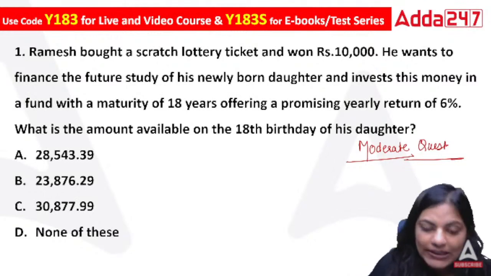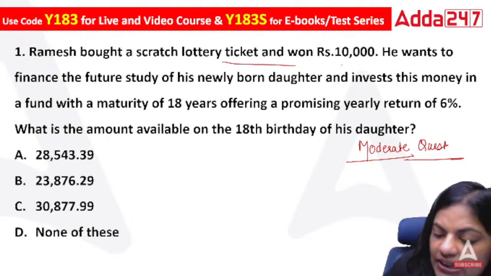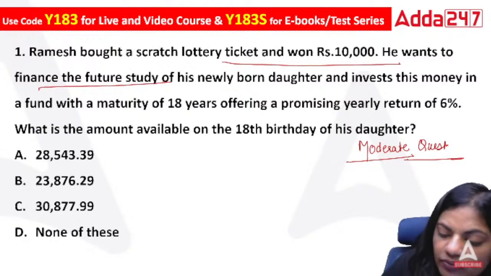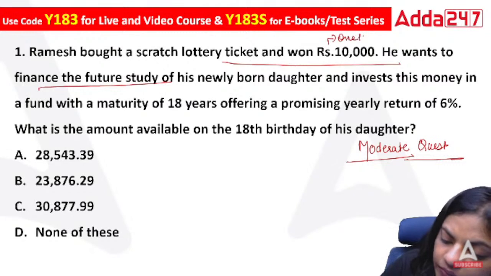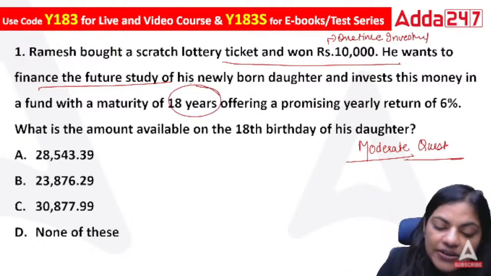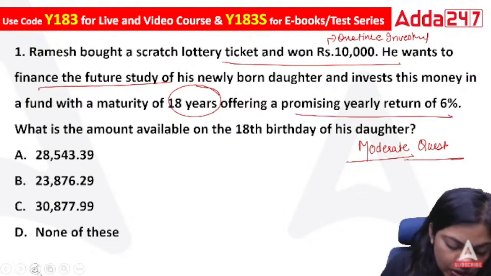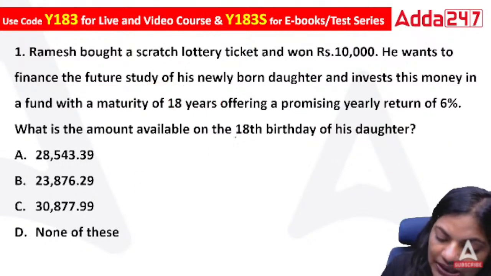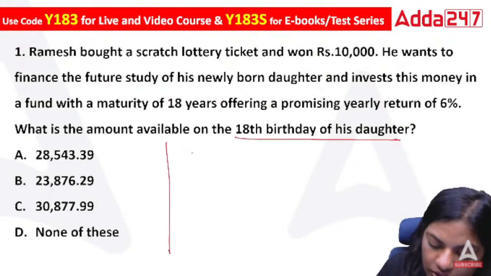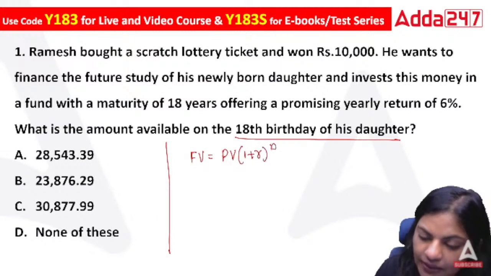Now see, is it one-time investment? Over here, if you see, he has invested this amount. This is a one-time investment, and he is investing this for how many years? 18 years, correct, offering a promising yearly return of 6%. So what is the amount on the 18th birthday of his daughter? Now in order to calculate the future value, it would be present value times (1 plus r) power n.